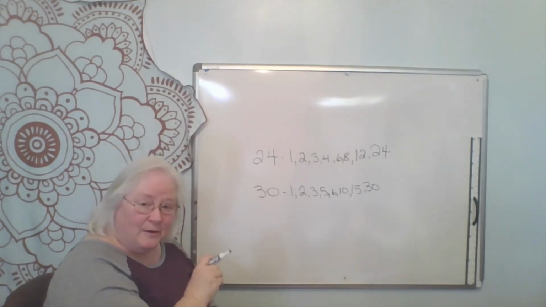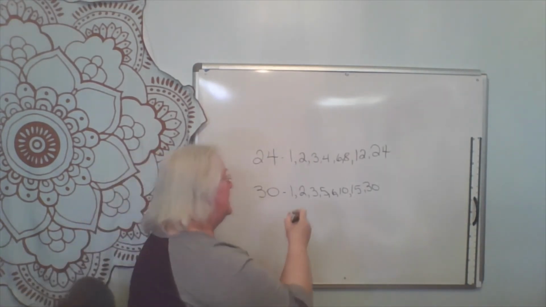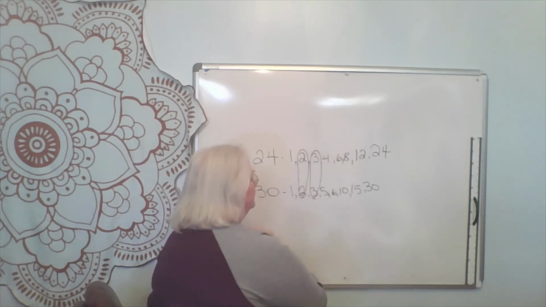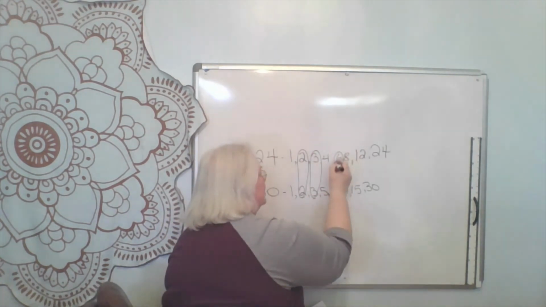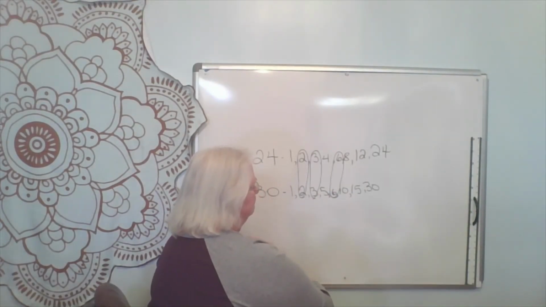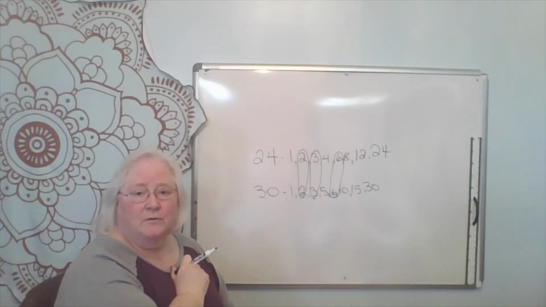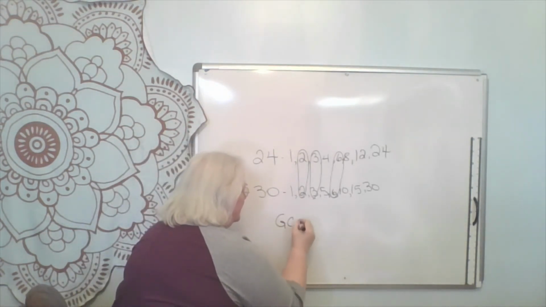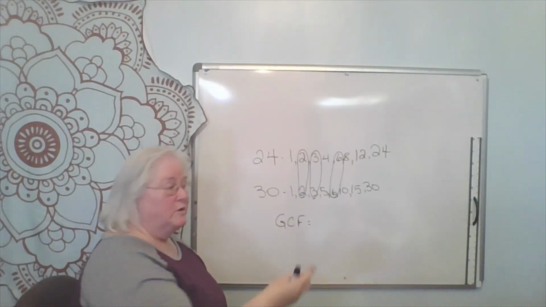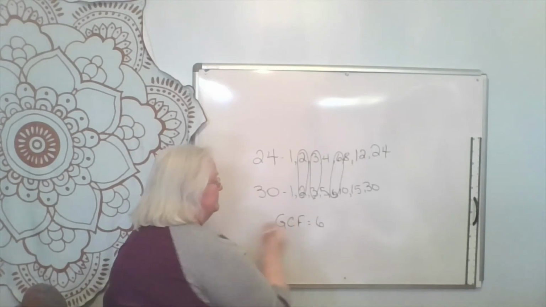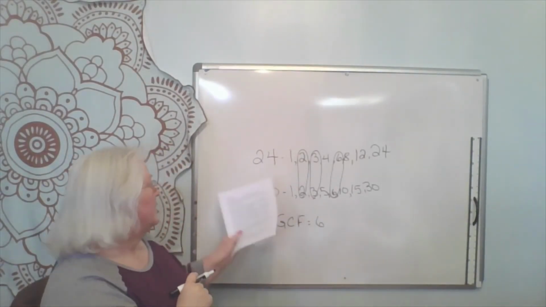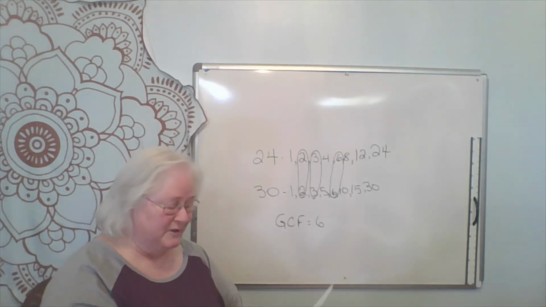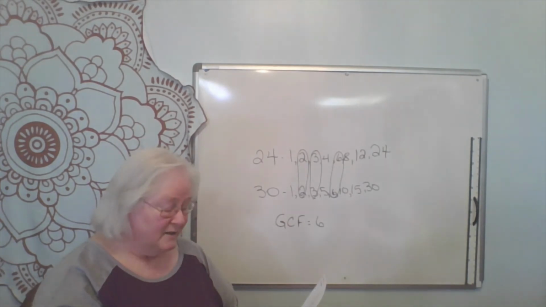Now, like I said, now we do the common ones. You don't have to do the 1. So let's do 2, 3, 6, and that's it. That's all that'll go into it. So when you're doing the greatest common factor, you do the greatest one, which means it's going to be 6. So the GCF of 24 and 30 is 6. I had to look to make sure. So you think you can get that?